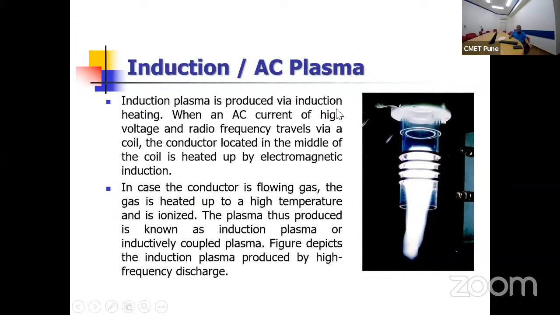And this is showing the induction plasma. Induction plasma is produced via induction heating, when AC current of high voltage and radio frequency travels via a coil. This is a coil, and the conductor is located in the middle of the coil. Here the gas is flowing. The gas is heated up to a high temperature and ionized. This plasma thus produced is known as induction plasma or inductively coupled plasma.